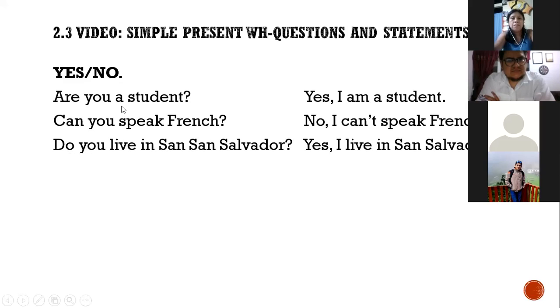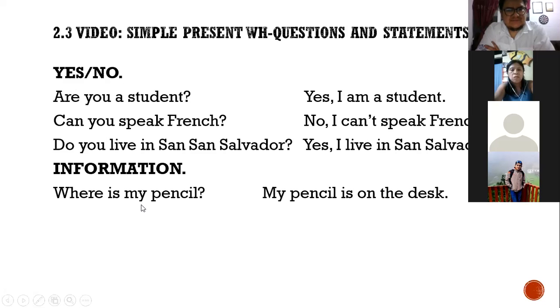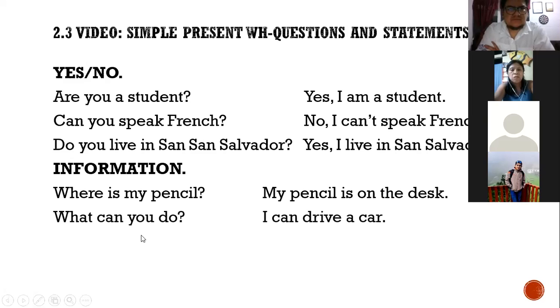La primera pregunta usamos el verbo to be. En la segunda usamos el modal can, de habilidades, ¿verdad? Y en la tercera es el presente simple, pero todas son preguntas de sí y no. Now, the information questions. Where is my pencil? My pencil is on the desk. What can you do? I can drive a car.